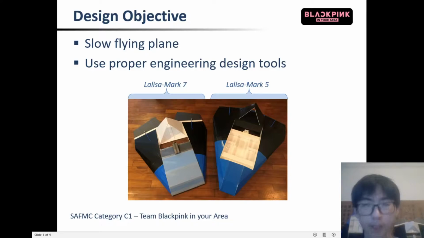My design objective is to create a slow-flying plane using proper engineering design tools. The name of my plane is called Lalisa, and this is Mark V and Mark VII. In between, I've made some enhancements.